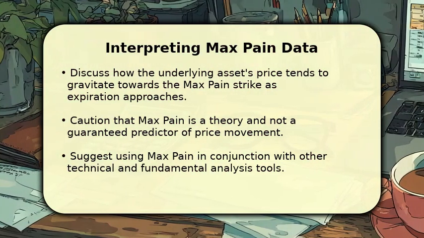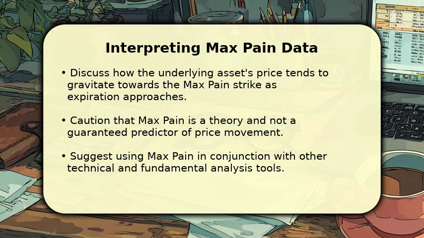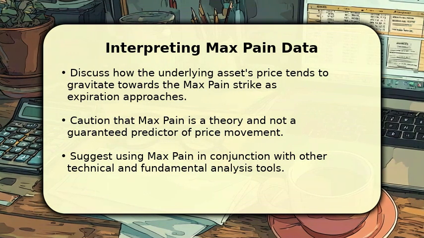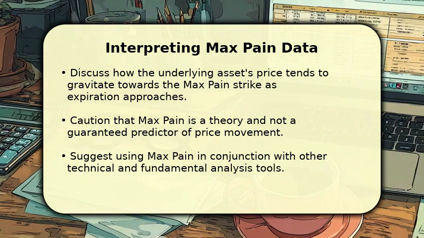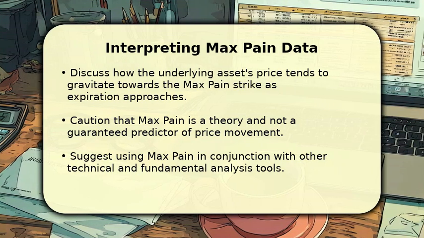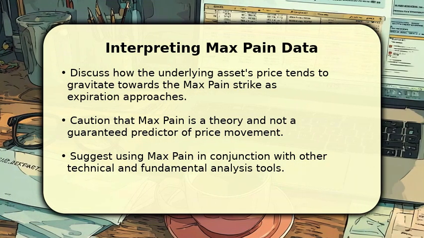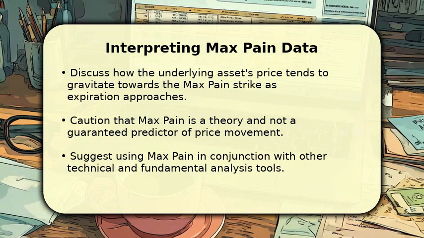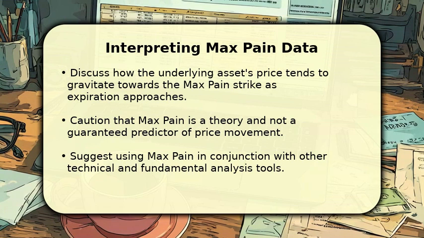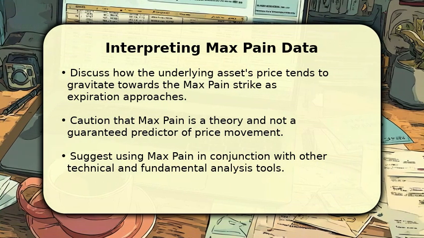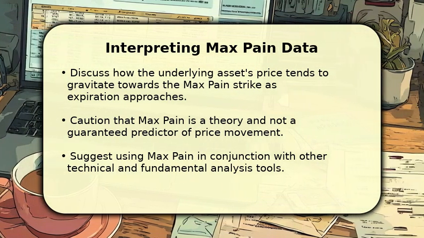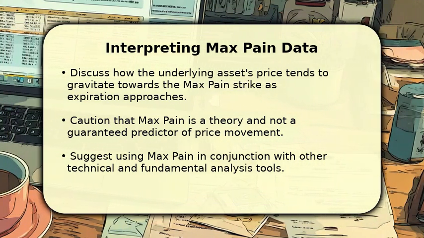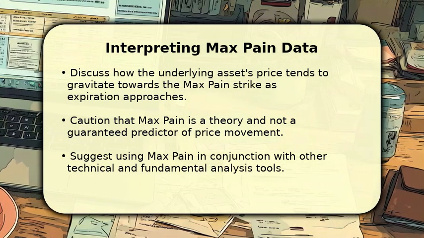Interpreting max pain data can provide a unique perspective. The theory suggests that as an option's expiration date draws near, the underlying asset's price tends to gravitate towards the max pain strike. This is because options writers, often large institutions, may try to influence the price to minimize their losses. However, it's crucial to remember that max pain is a theoretical indicator, not a guaranteed predictor. Always use it in conjunction with other robust analytical tools for a comprehensive market view.